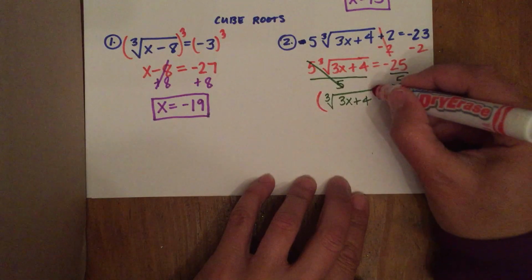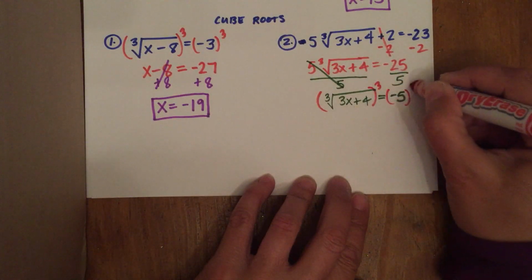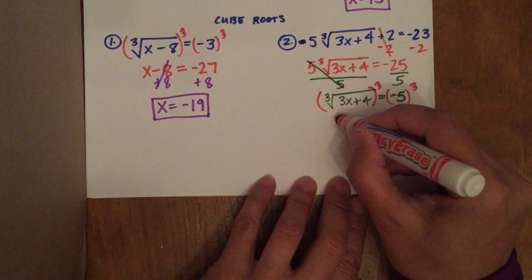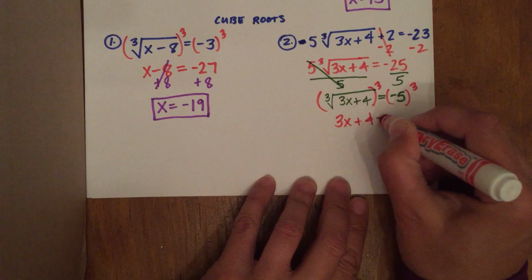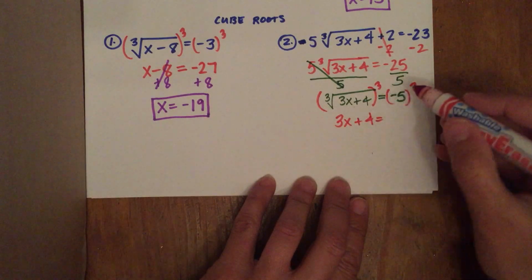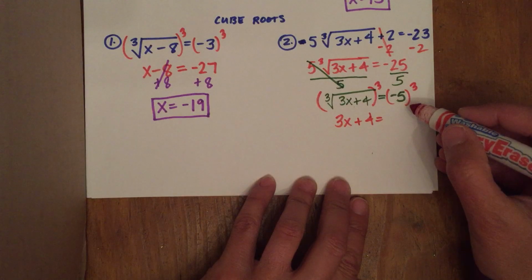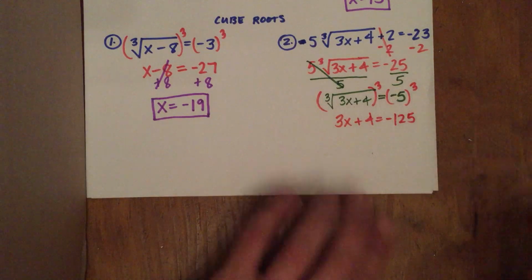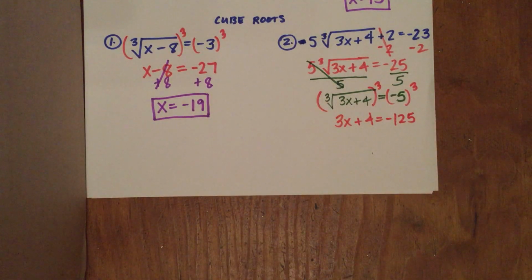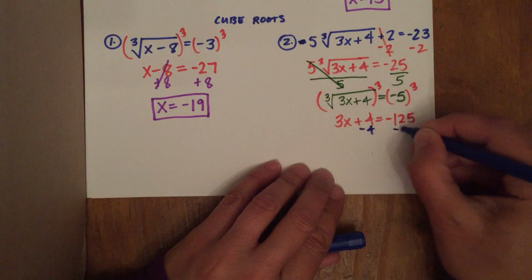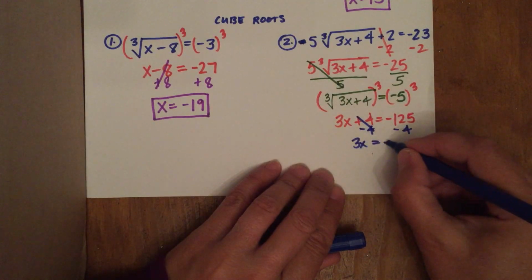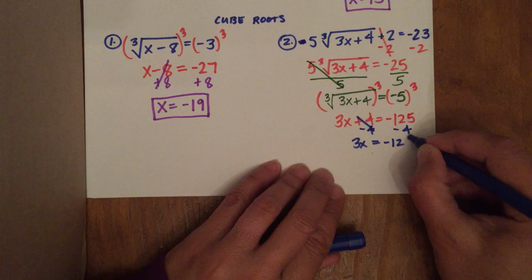So I'm going to put both sides to the third power. I'm going to cube both. And remember, inverse operations, cube root and cube cancel each other out. So 3x plus 4. And when I cube negative 5, negative 5 times negative 5 is positive 25. Positive 25 times negative 5 is negative 125. So now I'm just ready to solve. So I'm going to subtract the 4. So I've got 3x equals negative 129.